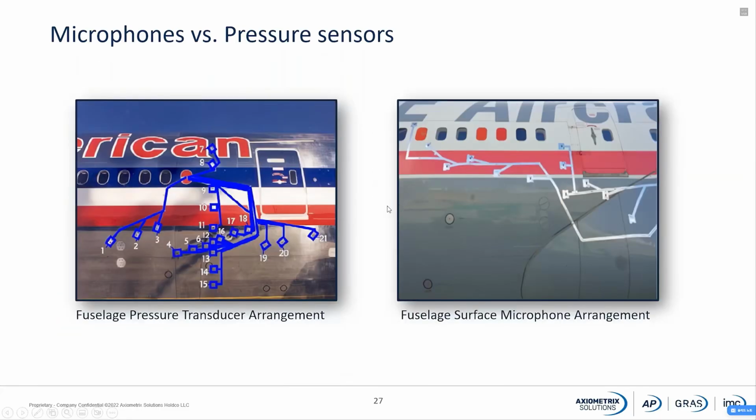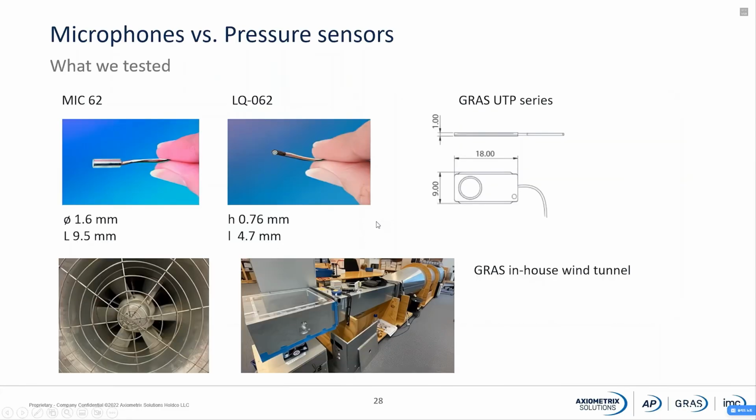So we thought it was pretty interesting to actually compare the two sensors. We have an in-house wind tunnel, and you see a picture of it down here. We were setting up a test where we were using the MIC062, the LQ062 from Q-light, and then we compared the data with the GRAS UTP series, an ultra-thin precision microphone. So we were doing a side-by-side test.